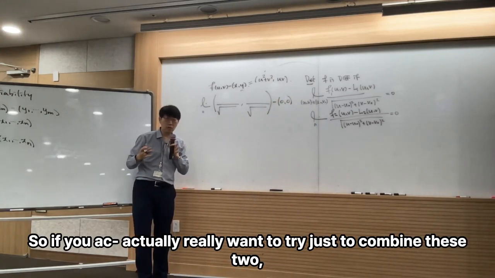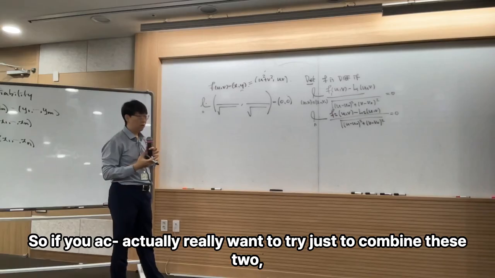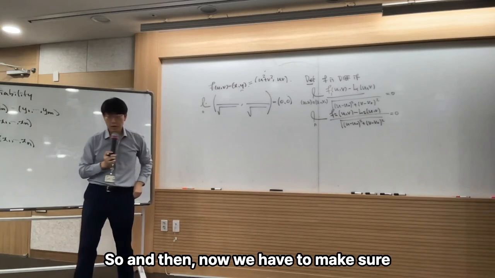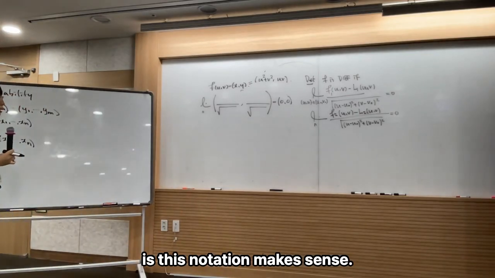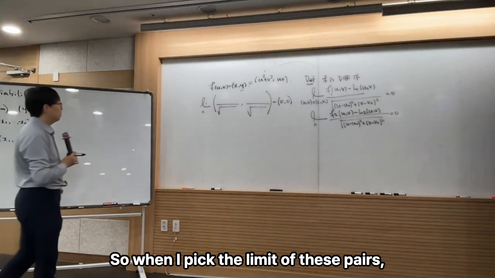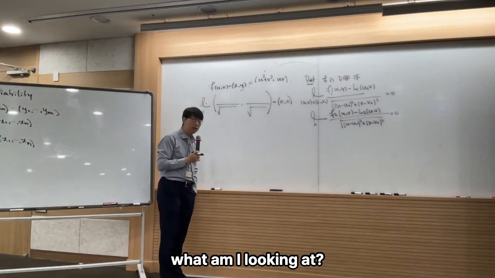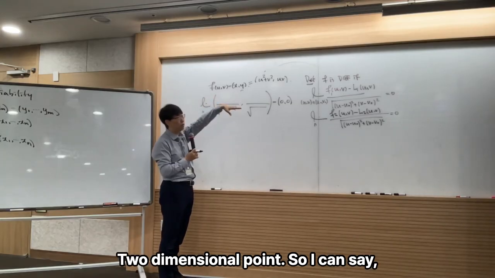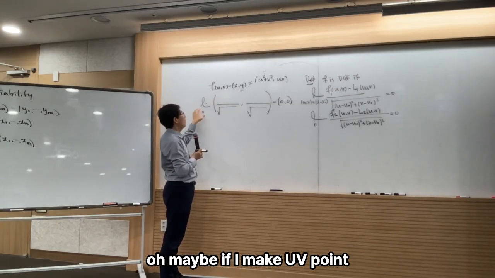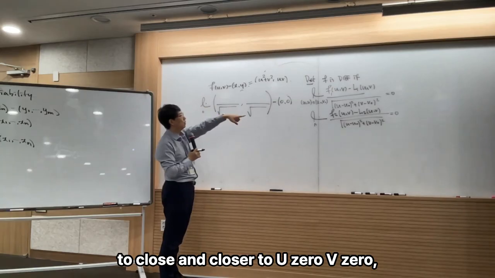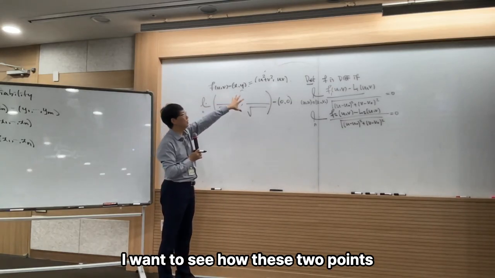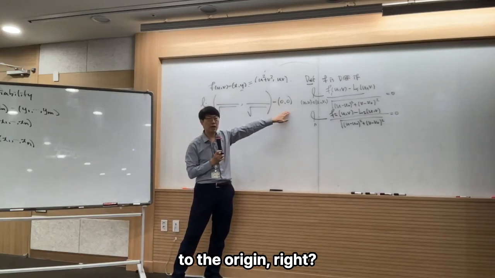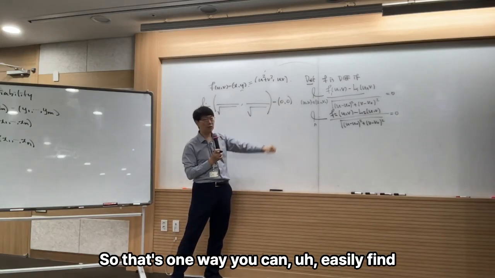If I really want to combine these two, I can't do this, right? Now we have to make sure this notation makes sense. When I take the limit of these pairs, what am I looking at? I'm looking at a two-dimensional point. So if I make the (u,v) point closer and closer to (u0,v0), I want to see how these points, whose coordinates are given this way, approach the origin. That's one way you can easily find it.